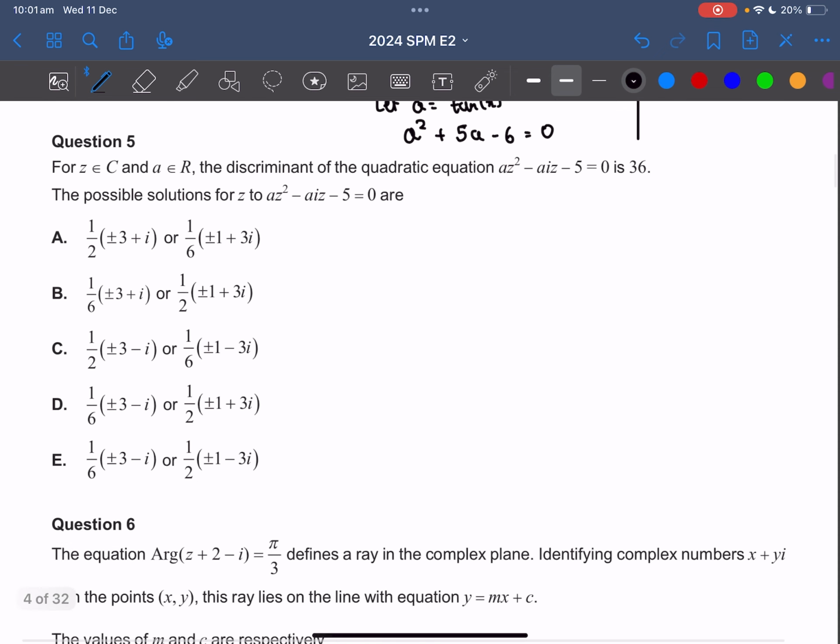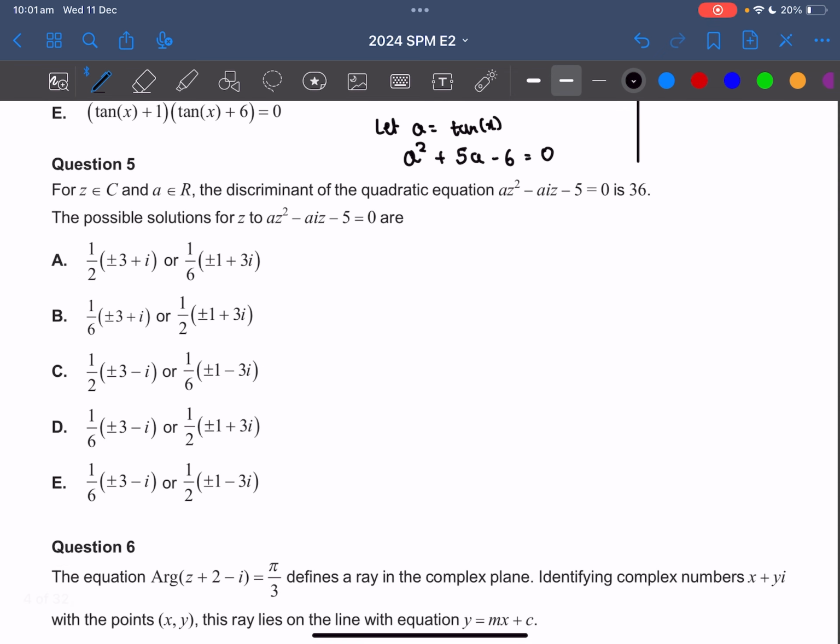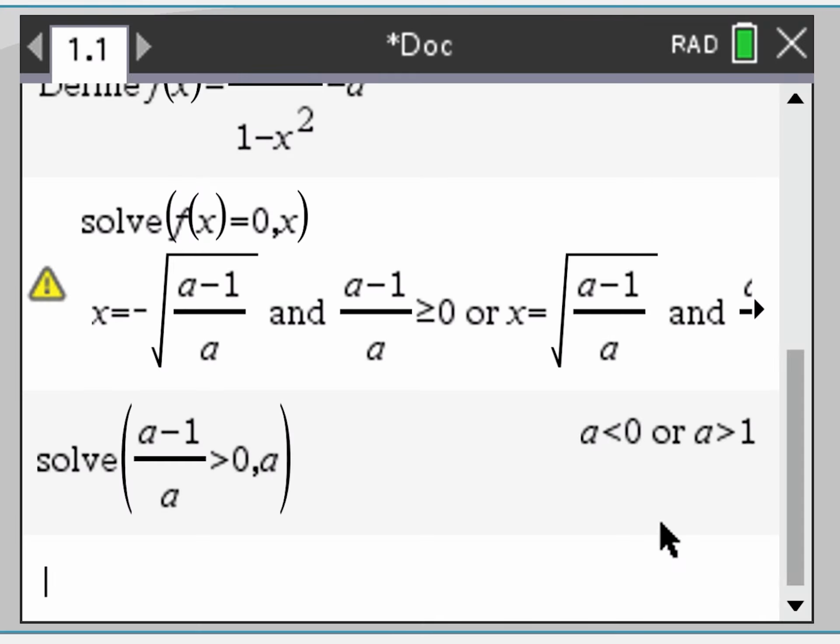Okay, so for z belonging to the complex numbers, a belonging to all real numbers, the discriminant of the quadratic equation is 36. The possible solutions for z to this equation are, okay, so we are given some information regarding the discriminant. Since we are given the quadratic equation here and the discriminant, we can also find the value of a, and then we can substitute the value of a to solve for the whole equation. Okay, so let us do this on our calculator. So we have solve. What is the formula for discriminant?